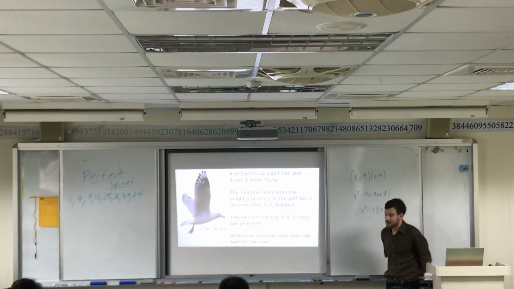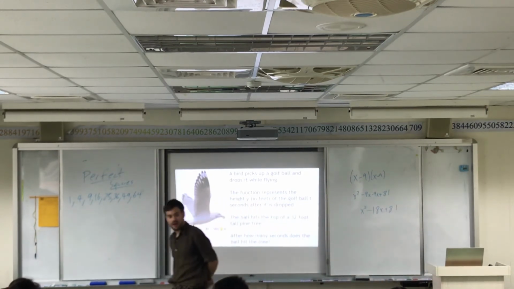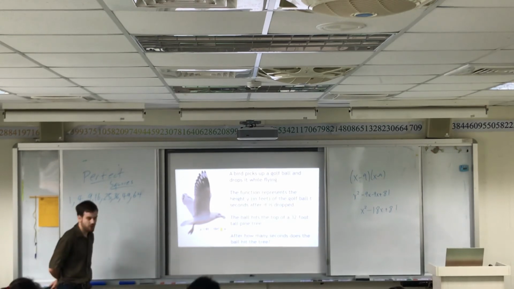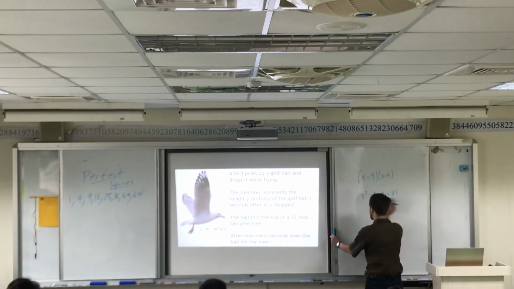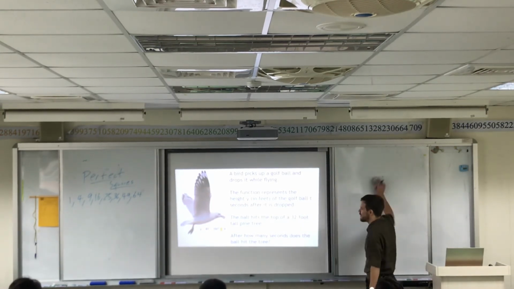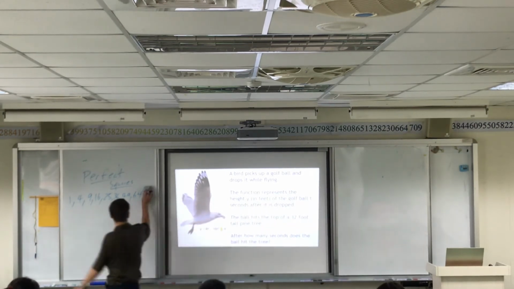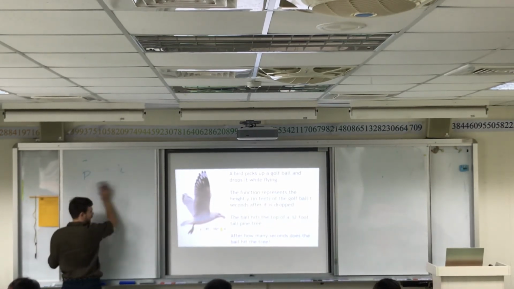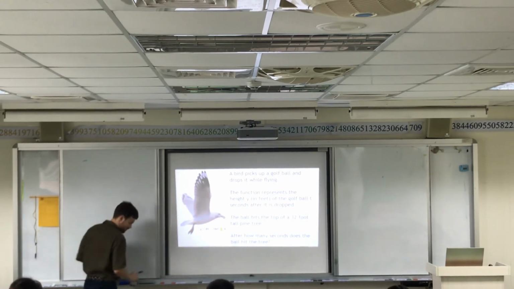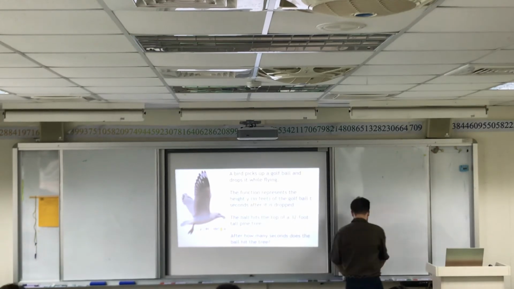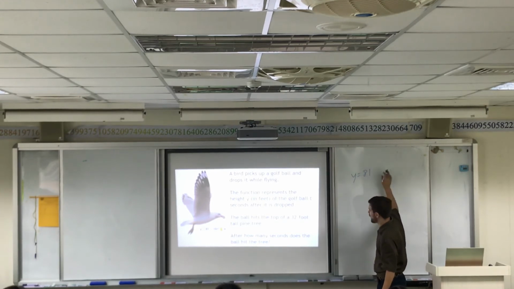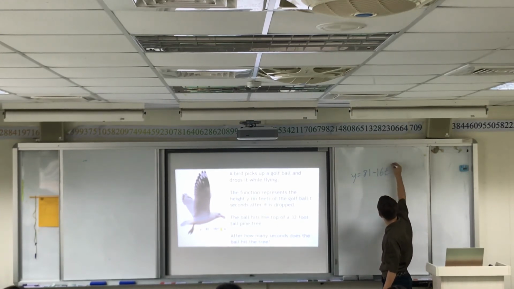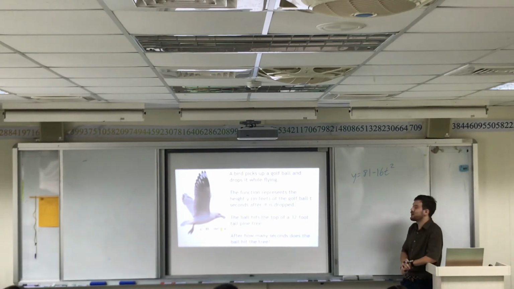So, a bird picks up a golf ball and drops it while flying. The function represents the height, y, in feet, of the golf ball t seconds after it is dropped. The ball hits the top of a 32-foot tall pine tree. After how many seconds does the ball hit the tree? t is the seconds. So we have y equals 81 minus 16t squared. It hits the 32-foot tall tree.